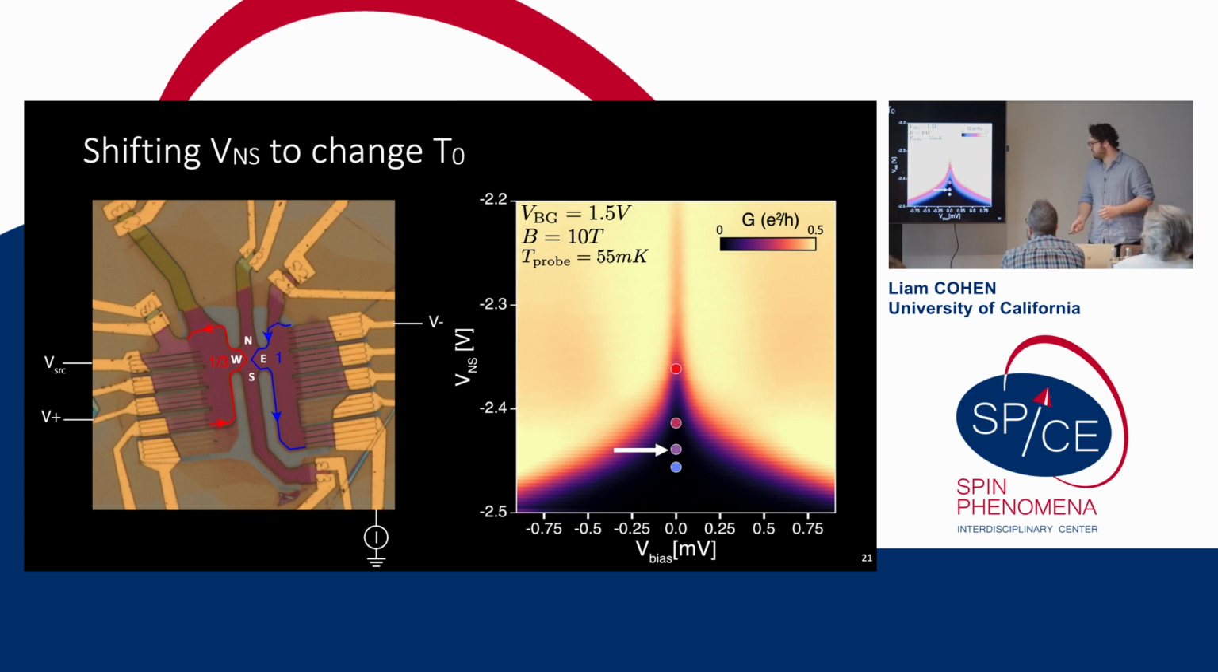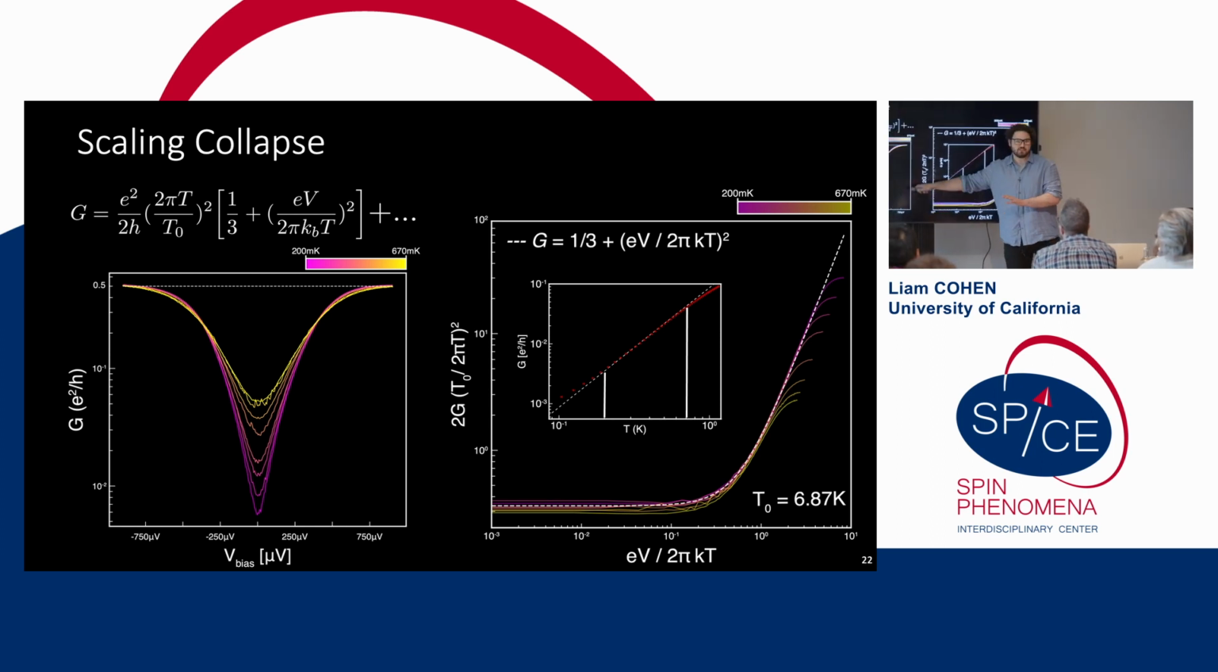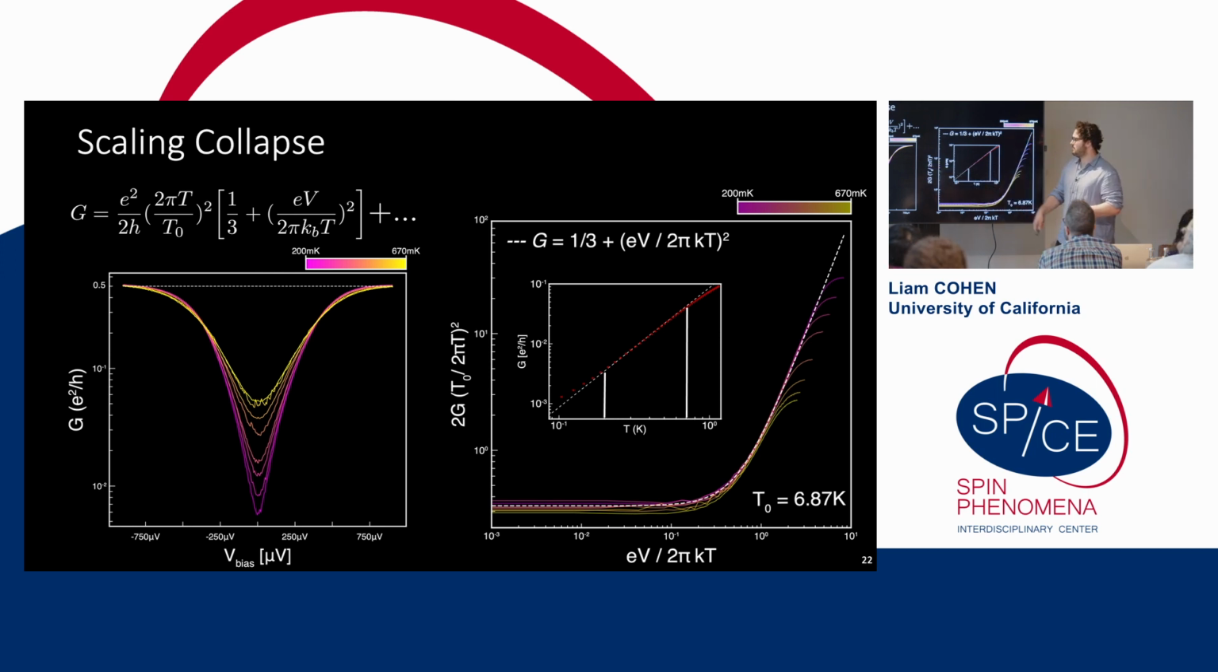We can take this one step further. We can adjust our north and south voltage to change the QPC set point a little bit to change T naught. And we can actually do this really beautiful scaling collapse. So we can take the conductance versus voltage bias for an array of different temperatures. And the expectation is if you take this conductance, and then for every single one of these traces, divide it by 2 pi T over T naught squared, where T naught is just extracted from one single trace. So we extract that from the lowest temperature trace in the bias dependence. So we don't extract that from temperature.